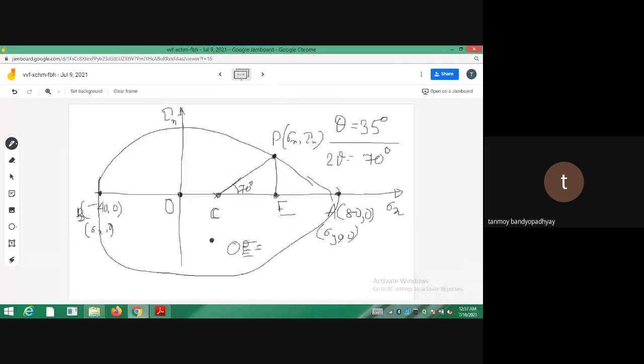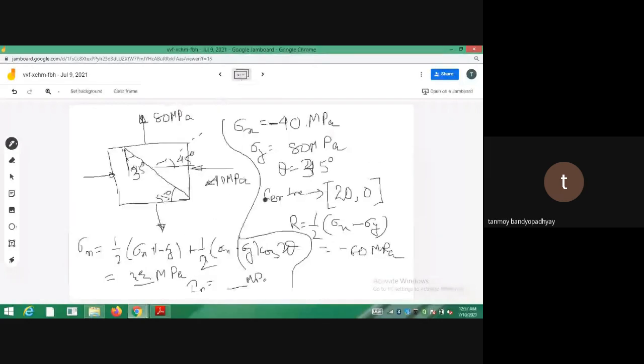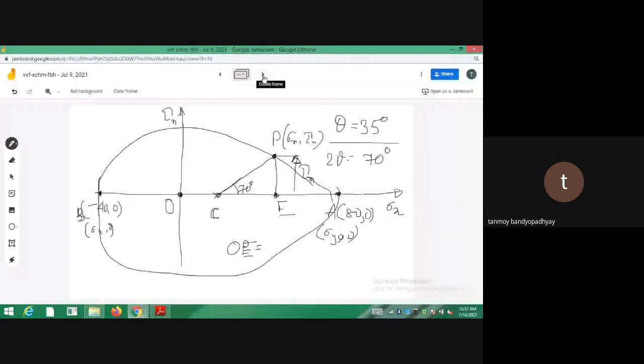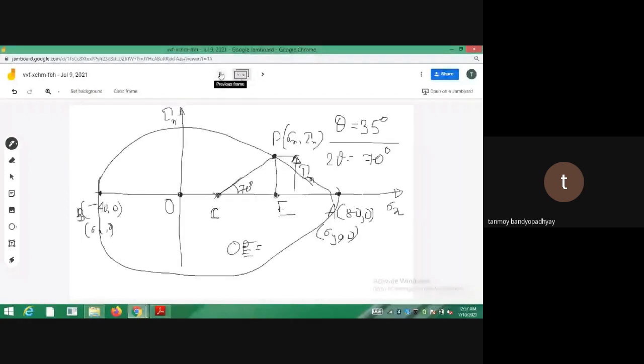Similarly, this one you measure using the scale, tau n. Whatever you have got from the analytical method using the formula must match the value you are deriving from the Mohr circle. Understood? So you have to do it by 2 methods. Number 1 is your analytical method: you write down the formula and calculate the value of sigma n and tau n. The next method is you take one graph paper and draw the Mohr circle.